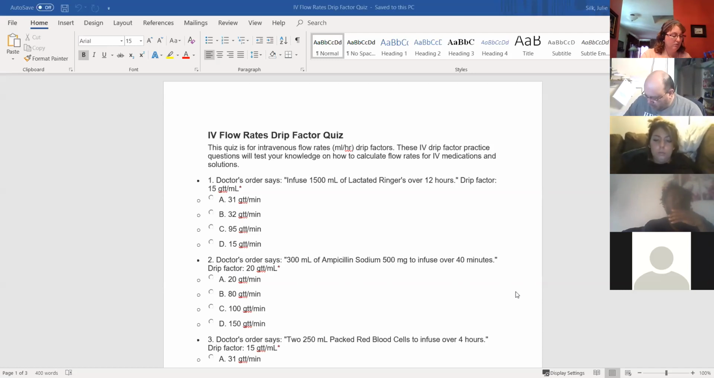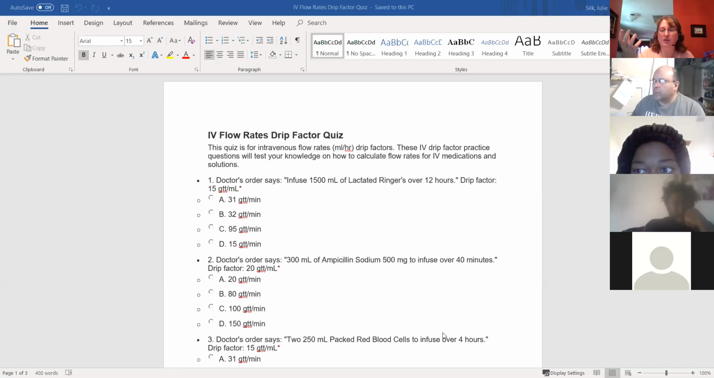So for this one, do we just not worry about the 500 mg? Yeah, you don't, that has nothing to do with anything. Again, remember your formula. Your formula says that volume is what you need. You don't need to worry about milligrams. It has nothing to do with anything. Okay, so it would be 150. Correct.